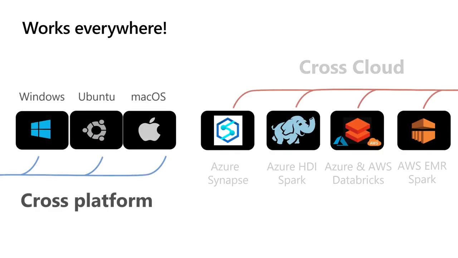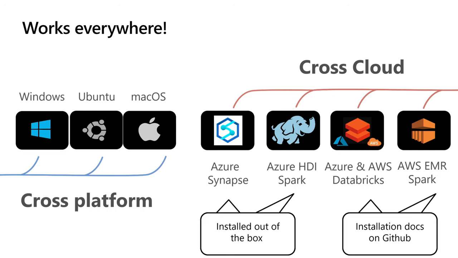As I mentioned, Spark.NET works everywhere. It works on any of the operating systems, and it works cross-cloud on Azure Synapse, Azure HDInsight Spark, on Azure and AWS Databricks, on AWS EMR Spark. On the first two, it's installed out of the box. For the second two, we have installation descriptions and documentation on our GitHub page. It's like 3 or 4 steps that you have to go through to make it available inside your Spark workers in these systems as well.